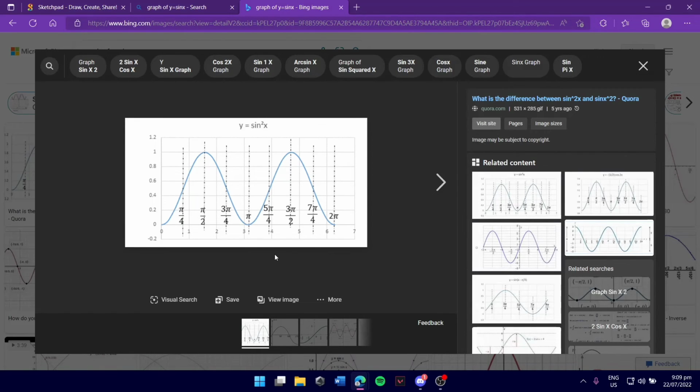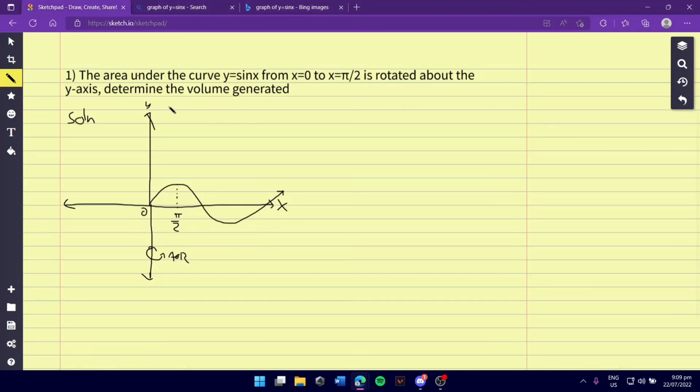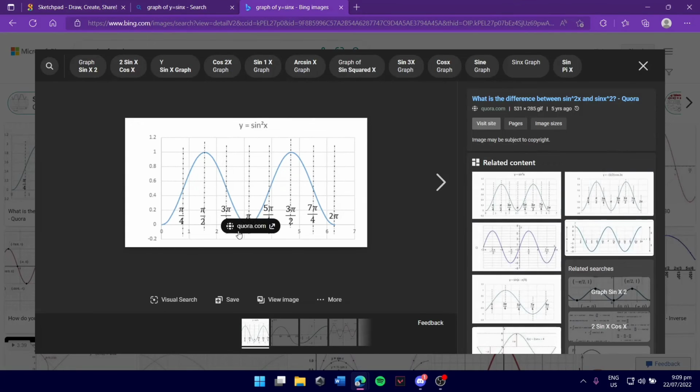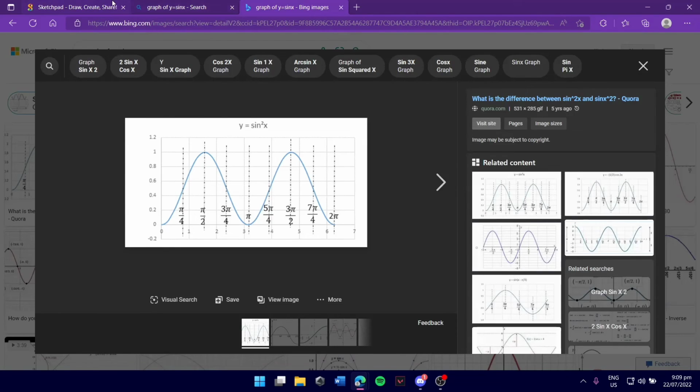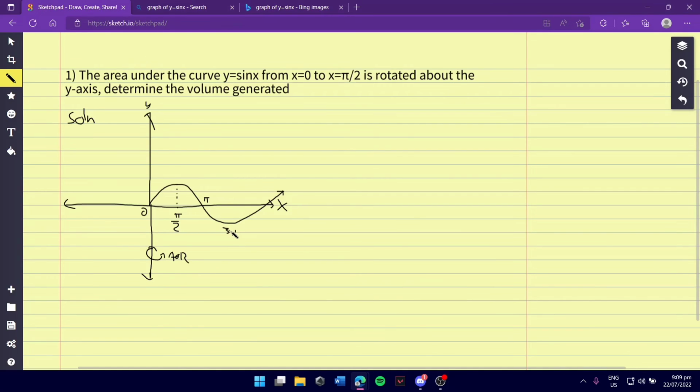Again, here is your pi, and then your 3 pi over 2, and then your 2 pi, right? So, as you can see, 0 to pi over 2. So we'll solve for the area here.